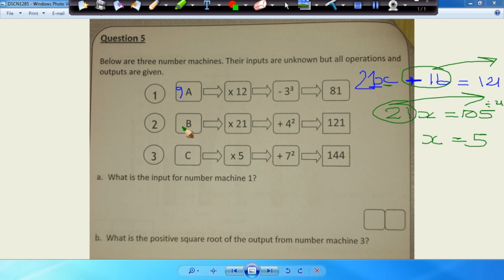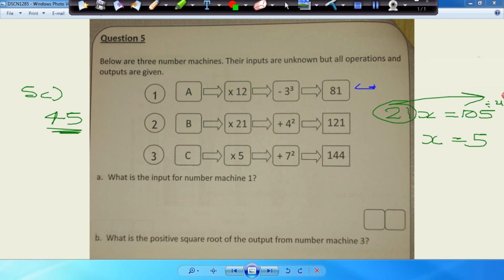Okay, 105 divided by 21 gives us 5 for this one. We haven't done the question yet, that's part of the working out. The question says, what is the product? So we get 9 and 5 and we have to multiply them. 9 times 5 will give us 45, the correct answer for 5 part C. So 5C is 45. Are we happy with all that? Okay, let's clear the square. Let's rub some of this stuff off to make it a bit cleaner for our next part of the question. Leave the answer there for the moment.